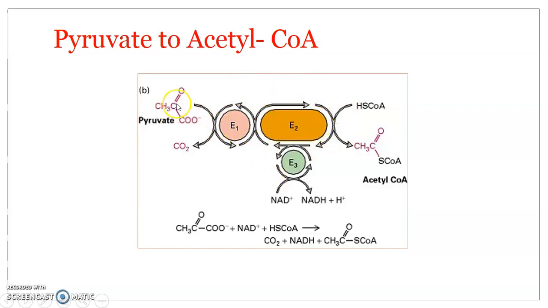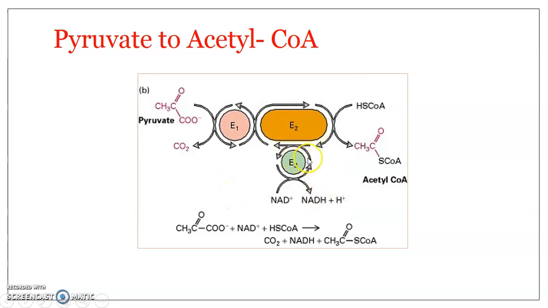The pyruvate dehydrogenase enzyme complex here is composed of 3 enzymes. The E1 is responsible for decarboxylation of pyruvate. You can see this is the pyruvate and carbon dioxide is released. The product produced as a result will undergo oxidation. During the oxidation process, the NAD is getting reduced and the product becomes oxidized.